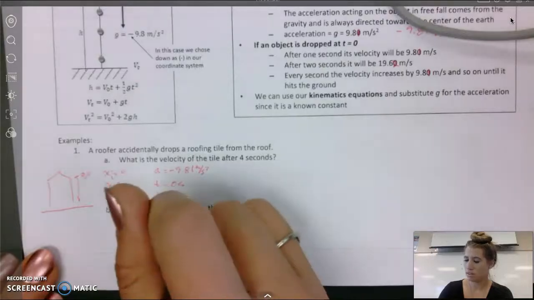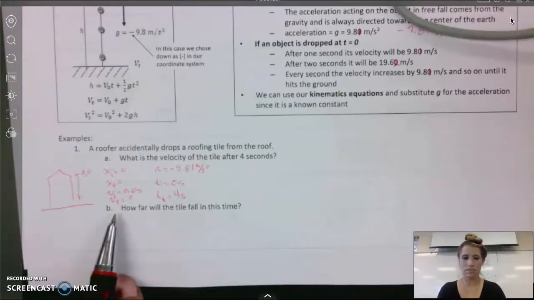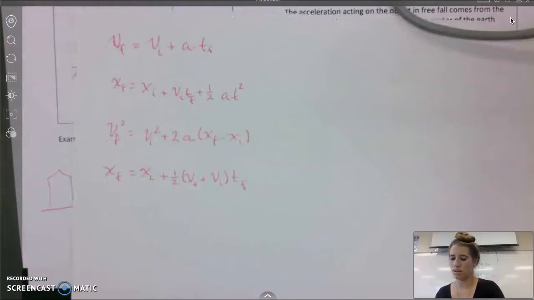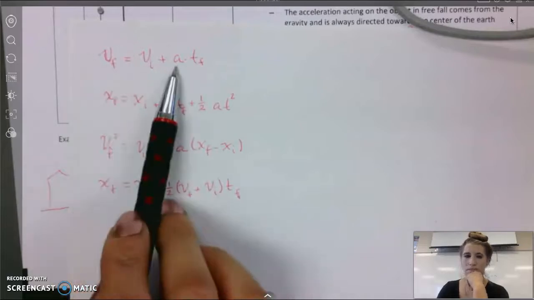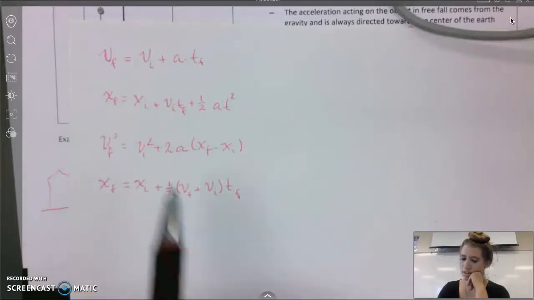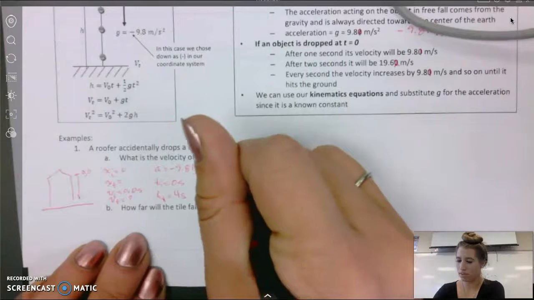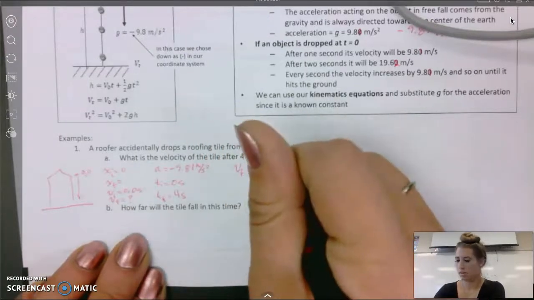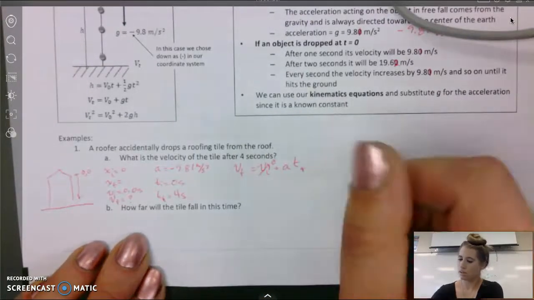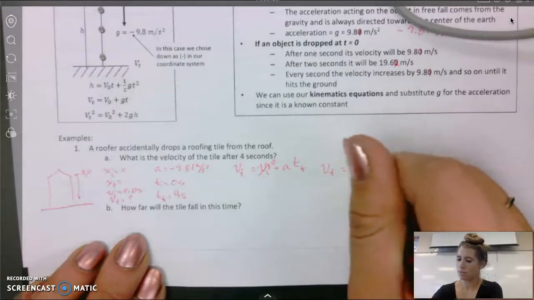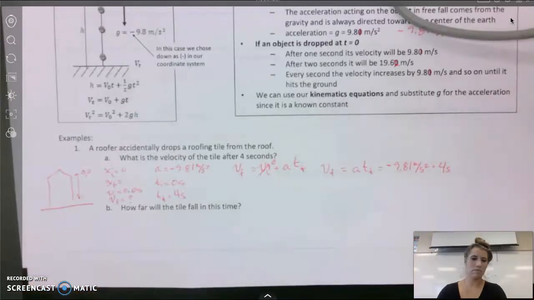Time final, 4 seconds. So I need to pick a kinematic equation where my only unknown is velocity final. So it can't have an x final as part of it. So let's see what we have here. Well, this one doesn't. That one has x final, so that doesn't work. So does that, so does that. So this is the equation that we need to use. And that's in your reference sheet, these lists of kinematic equations. So we have velocity final is equal to velocity initial plus acceleration multiplied by time final. Okay. So velocity initial was just 0. So velocity final is acceleration multiplied by time final. Acceleration is negative 9.81 meters per second squared multiplied by 4 seconds.